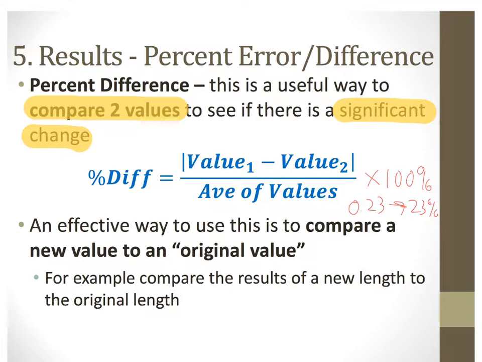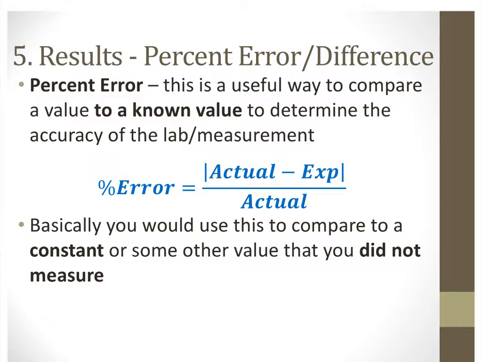So percent difference is useful for comparing two values that you measured in the lab to see if there was a significant change. That's the key. So percent error is the other tool that we have, and the key difference here is for percent error, we're going to be comparing some value that we measured in the lab to the known or accepted value.